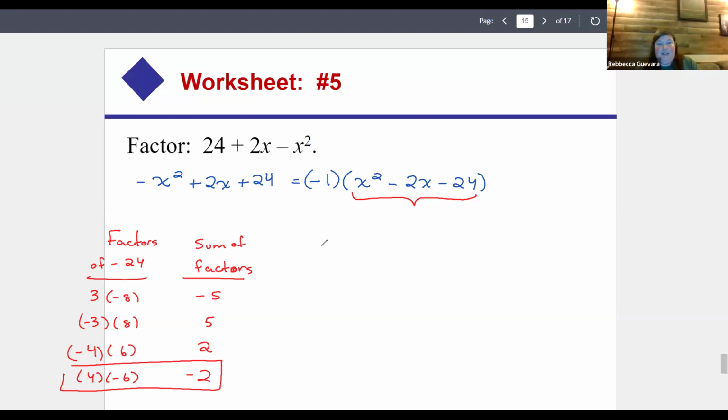So you're going to keep this negative out here. We're just going to leave it like this as a negative. We know that represents a -1. So you leave it out here, and then our factors would be the +4, so x plus 4, and then the -6, x minus 6.